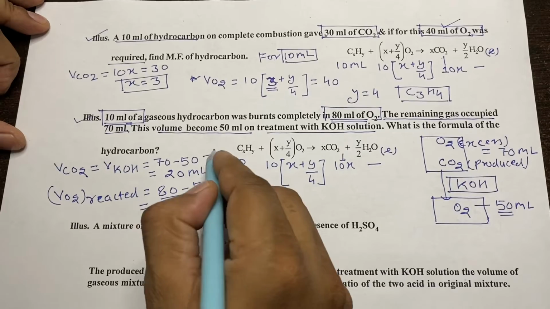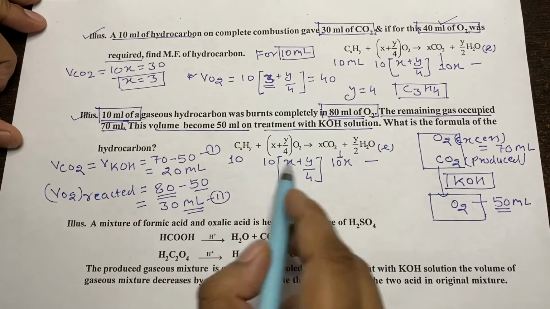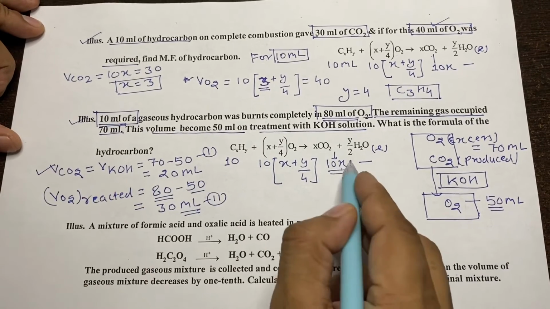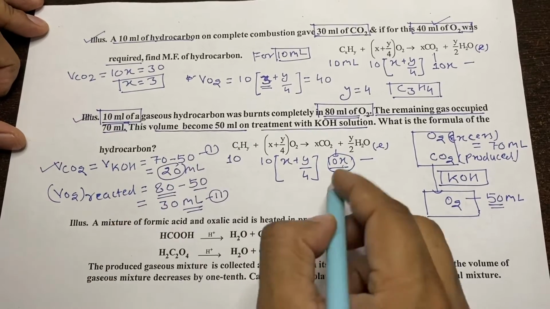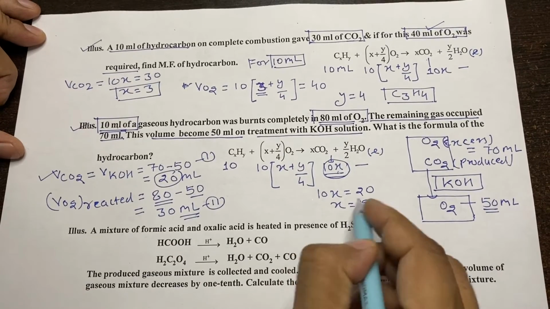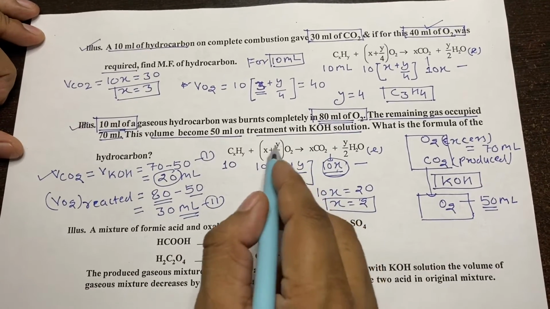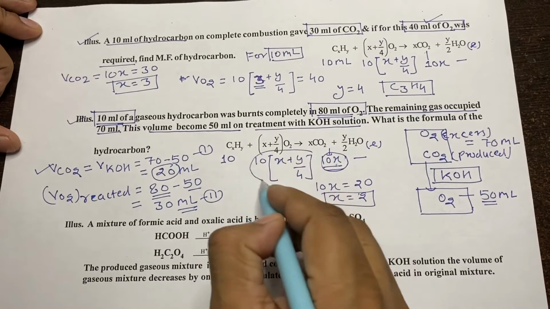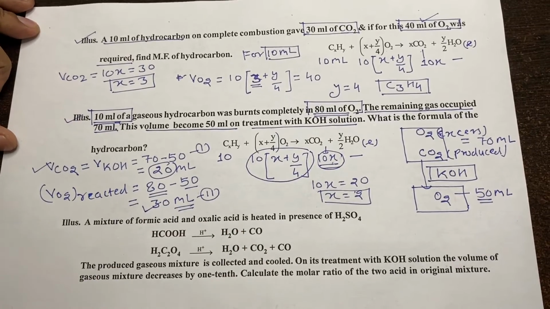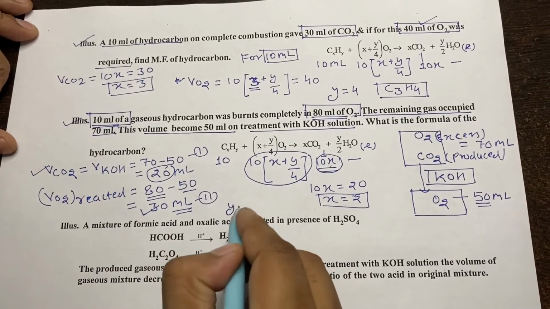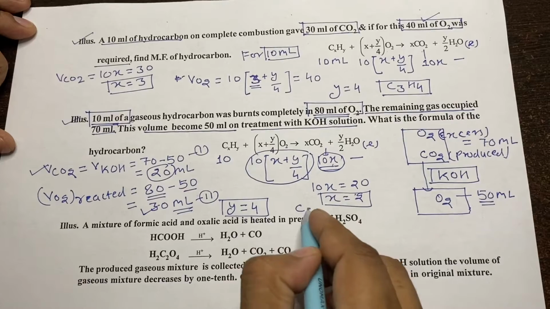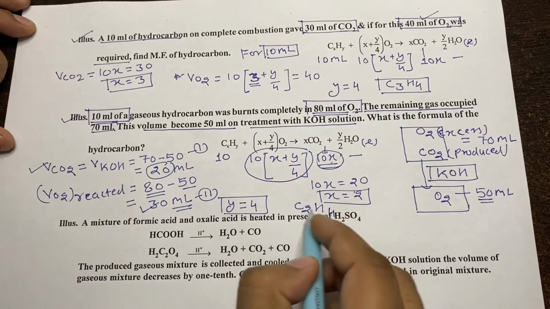So now from equation 1 and equation 2, we can calculate the values of x and y. First of all, the volume of CO2, which is 10x, is equal to 20 ml. So 10x is equal to 20, so x is equal to 2. Now the volume of oxygen reacted, that is 10(x + y/4), is equal to 30. On solving for y, we will get y equal to 4. So the formula of the hydrocarbon will be C2H4.